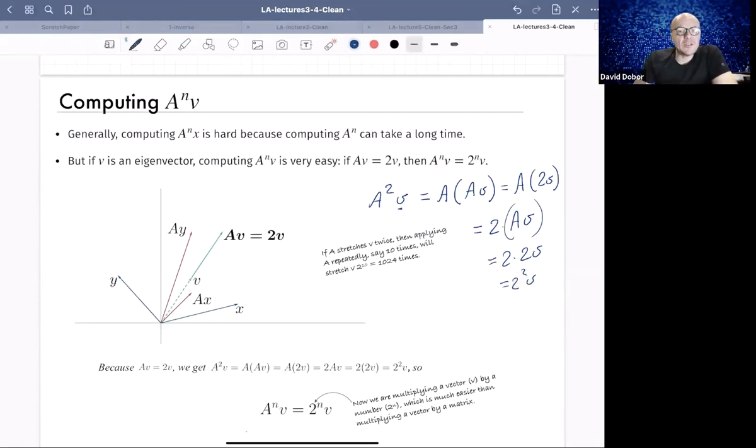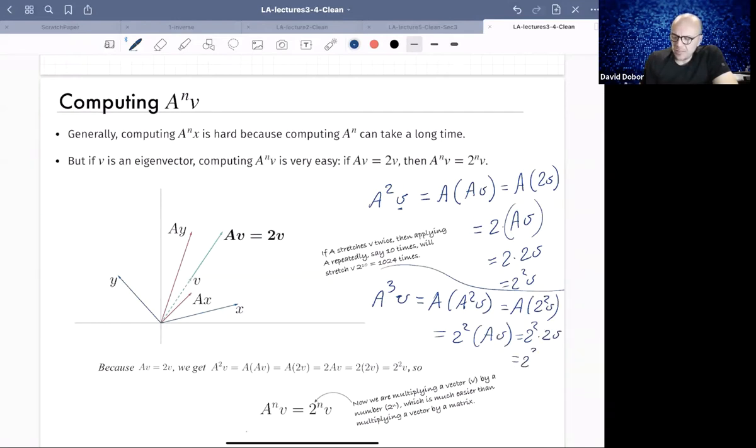This pattern, of course, continues. If somebody has to prove this to you, you would do your proof by induction. But A cubed V, I think it's easy to see, what is that? That's A applied to A squared V. And now you know what A squared V is. It's A applied to 2 squared V. Of course, you know that you can take the constant out, right? And AV is going to be A squared times 2V. So again, this is 2 cubed V, right?